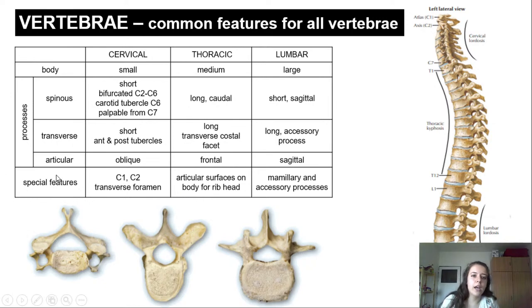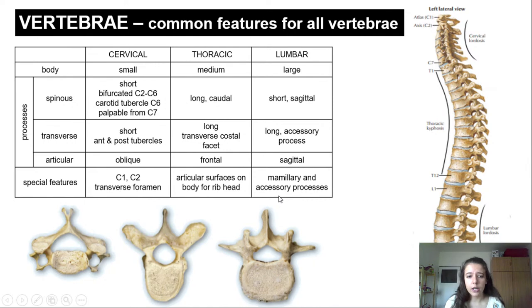And then some special features that can help you for identifying, for example, if you get atlas or axis, which is C1 or C2, they're very easily recognizable, so you're not going to have problems with that. And for recognizing cervical ones, you can use the transverse foramen, so that hole that we talked about. On the thoracic segment, we're going to find the articular facets, or surfaces, for the articulation with the head of the ribs. And then in the lumbar ones, we have the mammillary and the accessory processes.